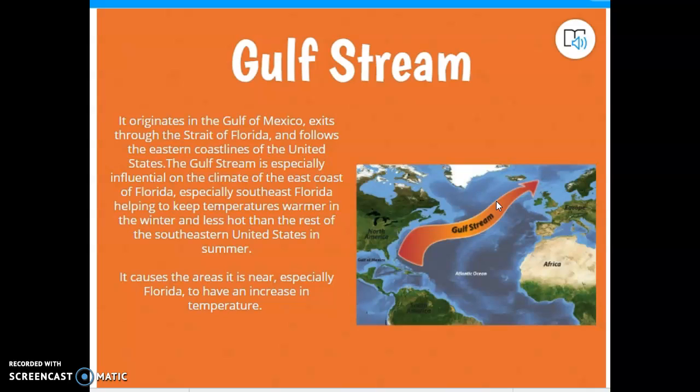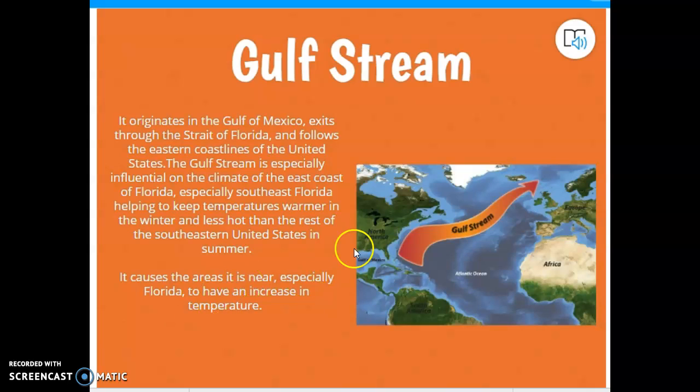And what it does, especially here in Florida, is it is one of the reasons why they have warmer temperatures year-round, warmer in the winter, because they have this Gulf Stream and it affects the local weather. It doesn't allow it to get as cold in those areas, and also that has something to do with how close they are to the equator. It causes any area that it's near, especially Florida, to have an increase in temperature.